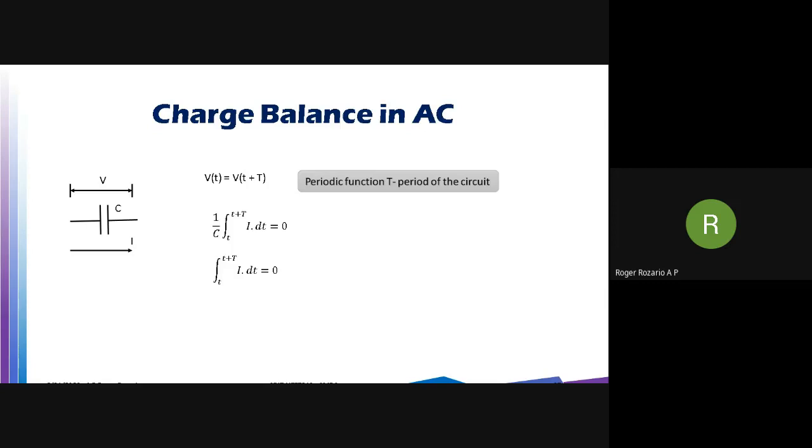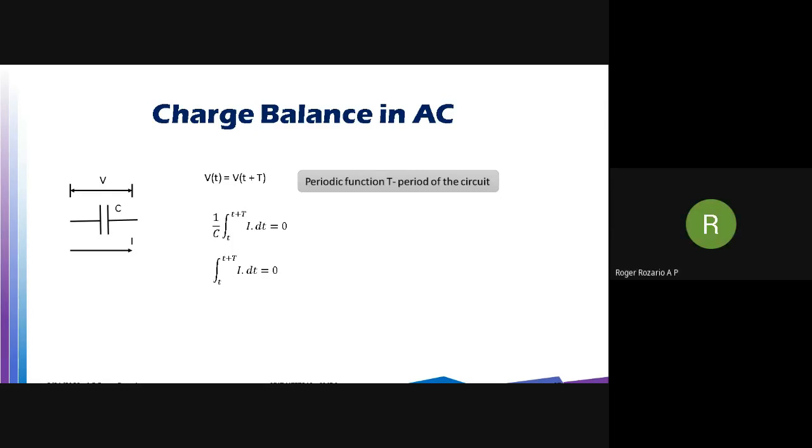So from this, what can you understand about the integral of i dt? You take one cycle, where the starting limit is t and the ending limit is t plus T. For one cycle, the integral of i dt is equal to 0. What is the meaning? Anyone? There is no charge stored. Sorry, I didn't get it. No charge is stored. Yes, very good. Accumulation of charges is 0.